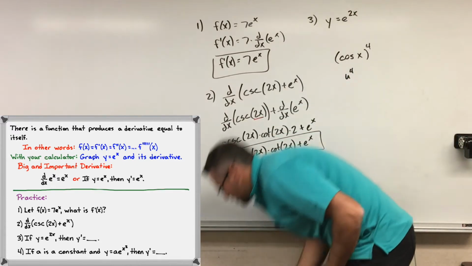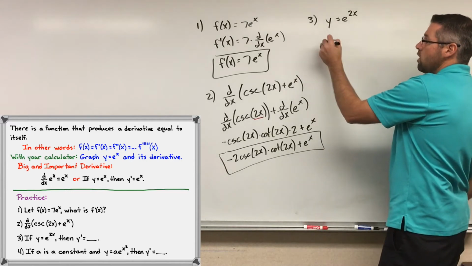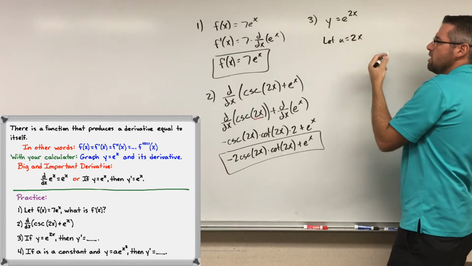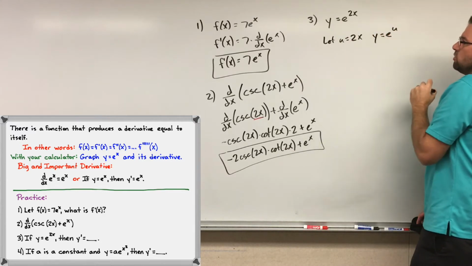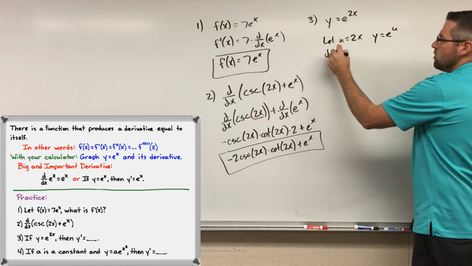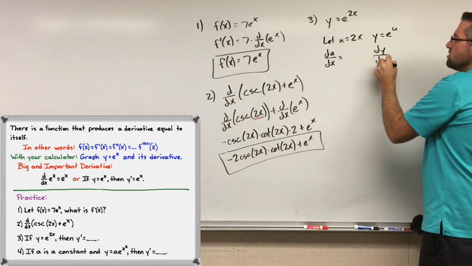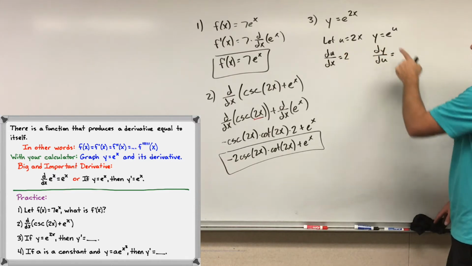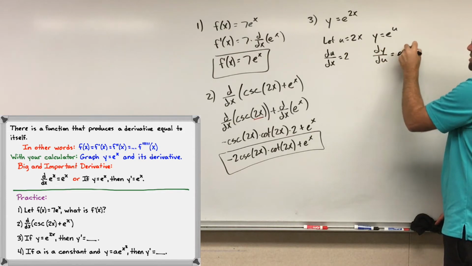So when I go ahead and use the chain rule to do this, maybe we'll do it the long way here. We'll say let u equal 2x. That would imply that y equals e to the u. And then we want to take the derivative of u in respect to x and the derivative of y in respect to u. Well, the derivative of u in respect to x is just 2, and the derivative of e to the u, or derivative of y in respect to u, is e to the u.